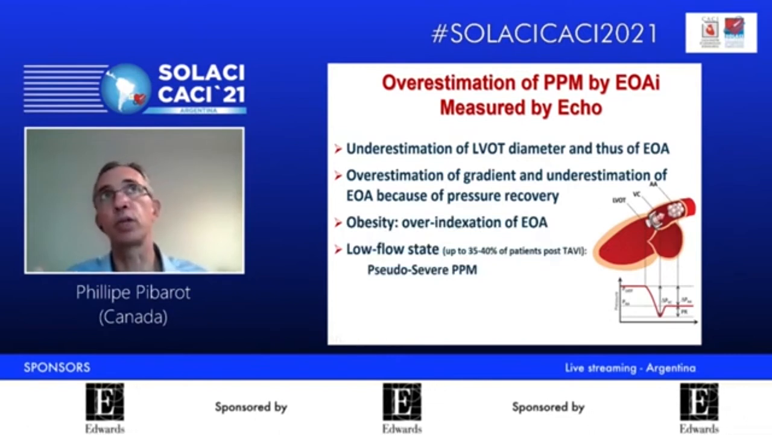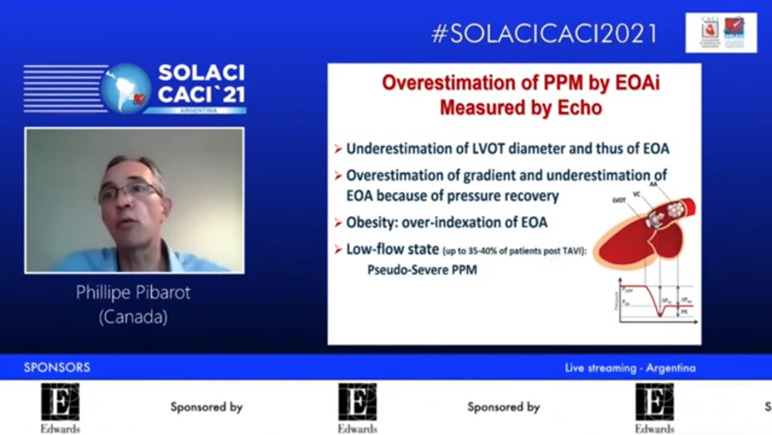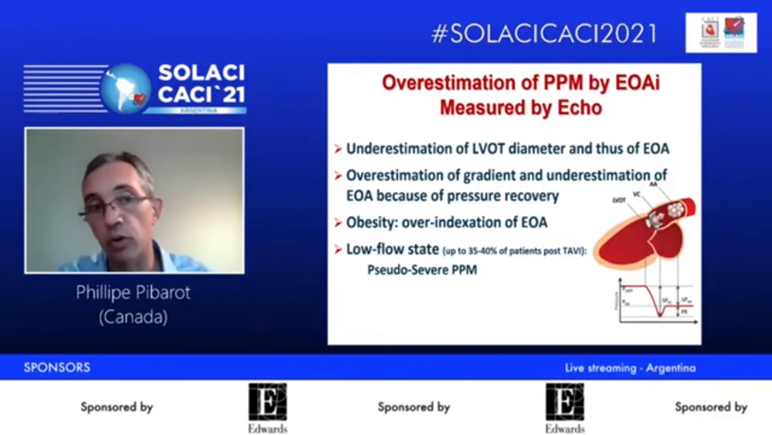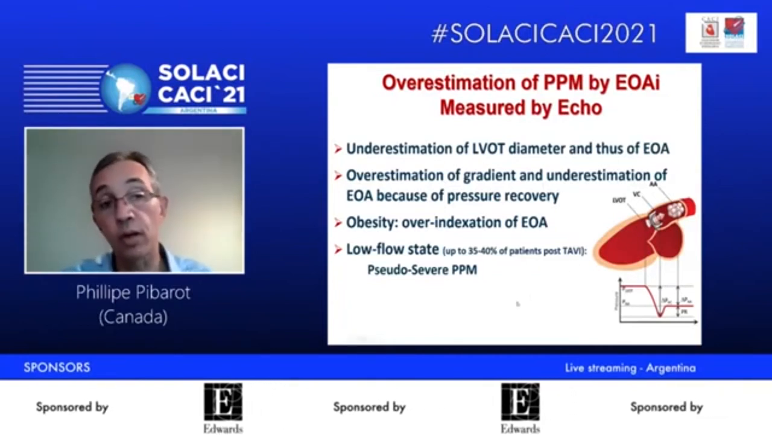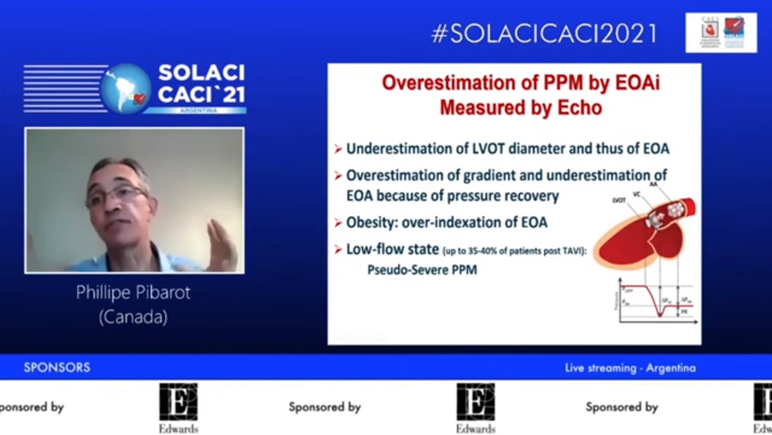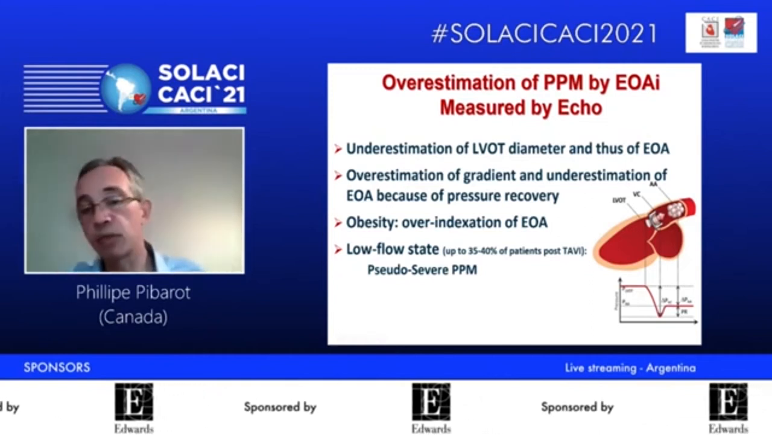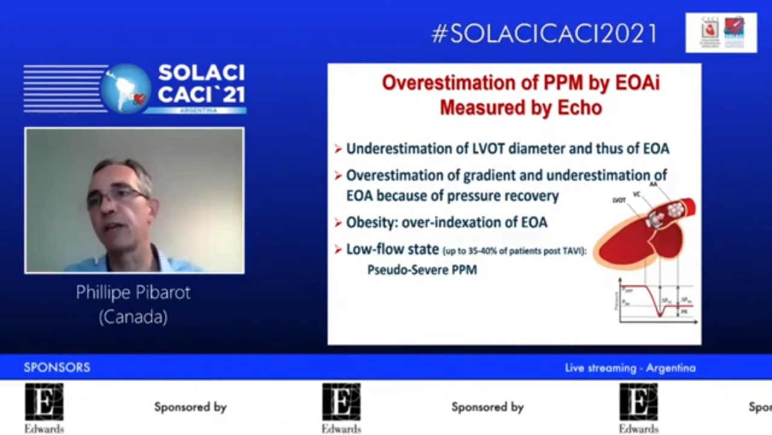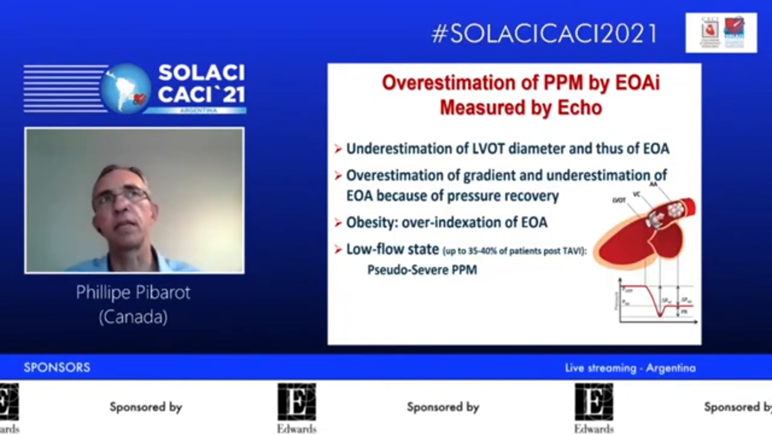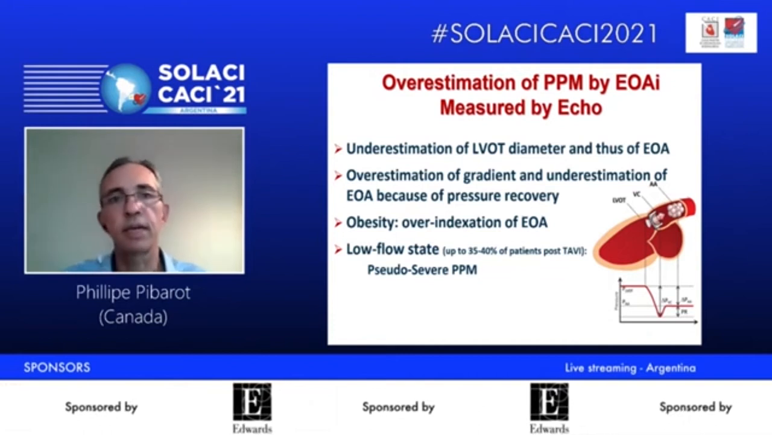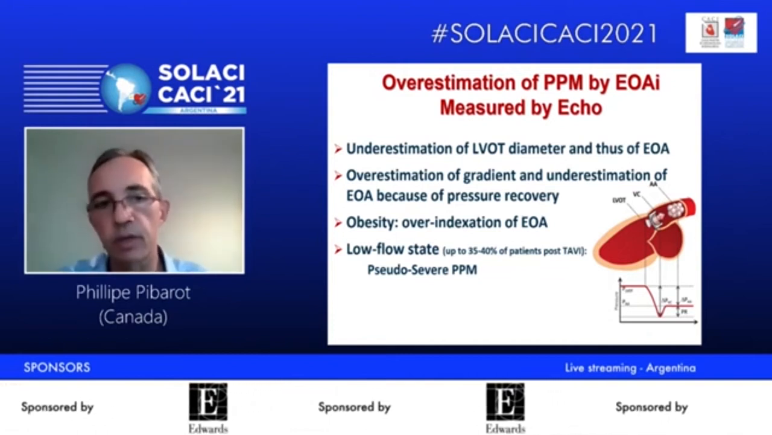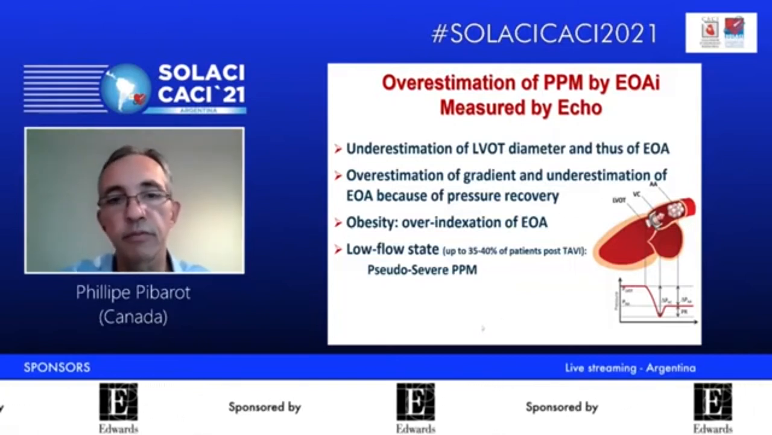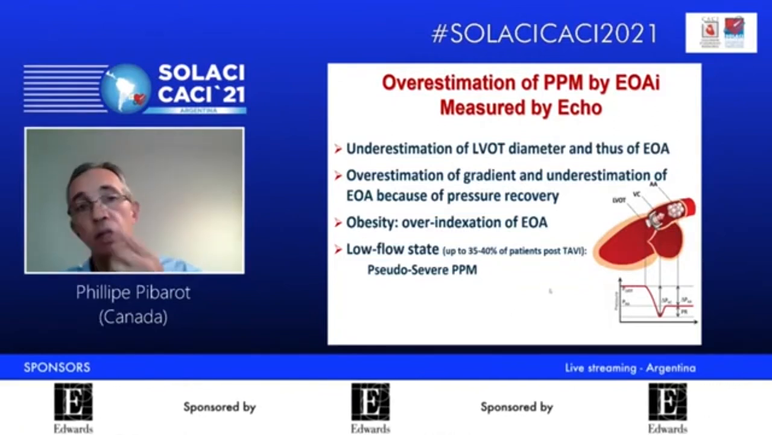Also obesity, as previously mentioned, because if we use the indexed EOA in obese people, we may over-index the EOA and therefore overestimate the mismatch. And that's why VARC-3 recommended using a lower cut point of indexed EOA in these patients. And also, last but not least, is low flow state. Because following TAVI, up to 35-40% of patients are in low flow state. And so you may have a pseudo-severe mismatch, just the same as we have in low EF, low flow, low gradient native AS, where we may have a pseudo-severe stenosis. Same here, so true severe PPM may be overestimated because of this phenomenon.